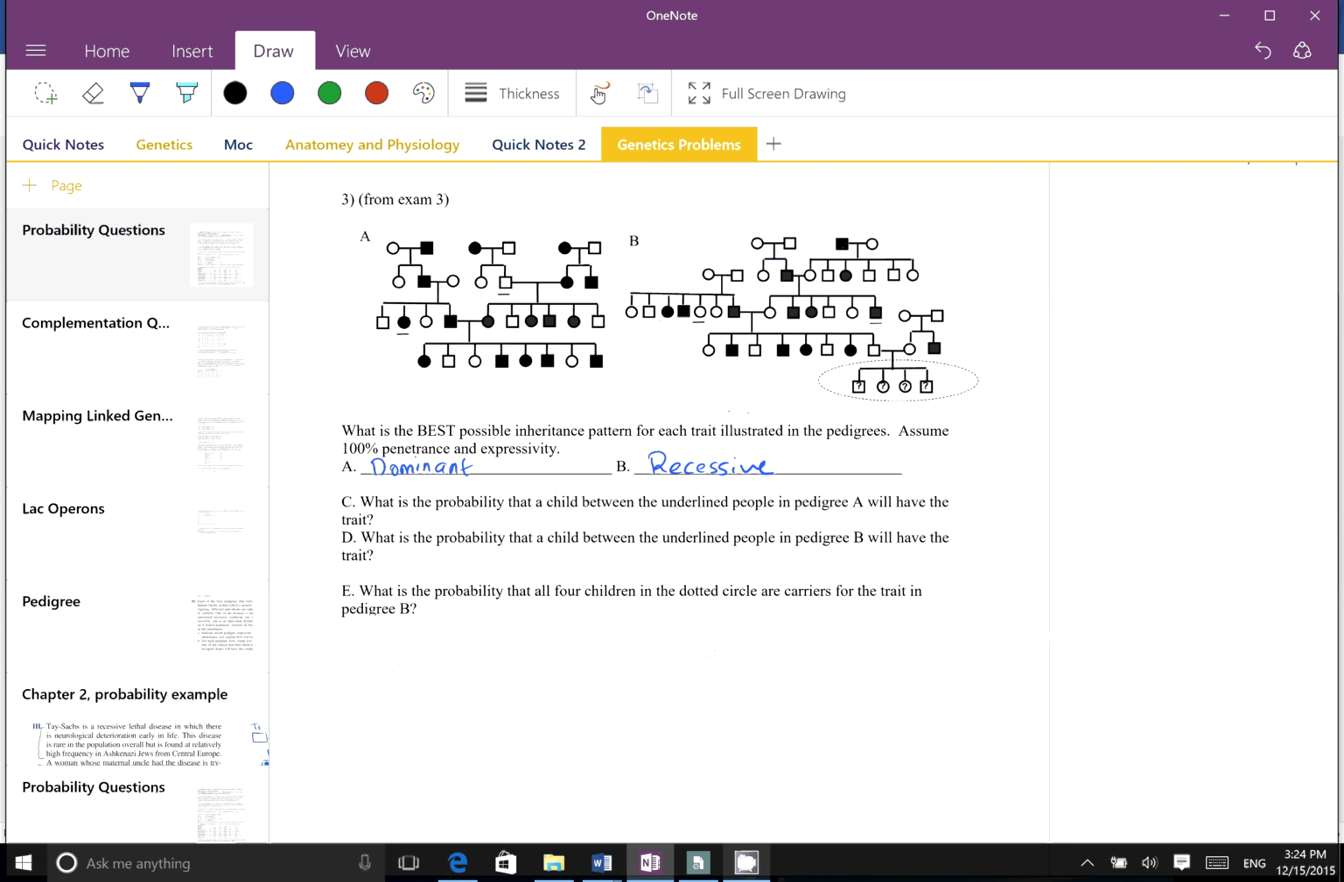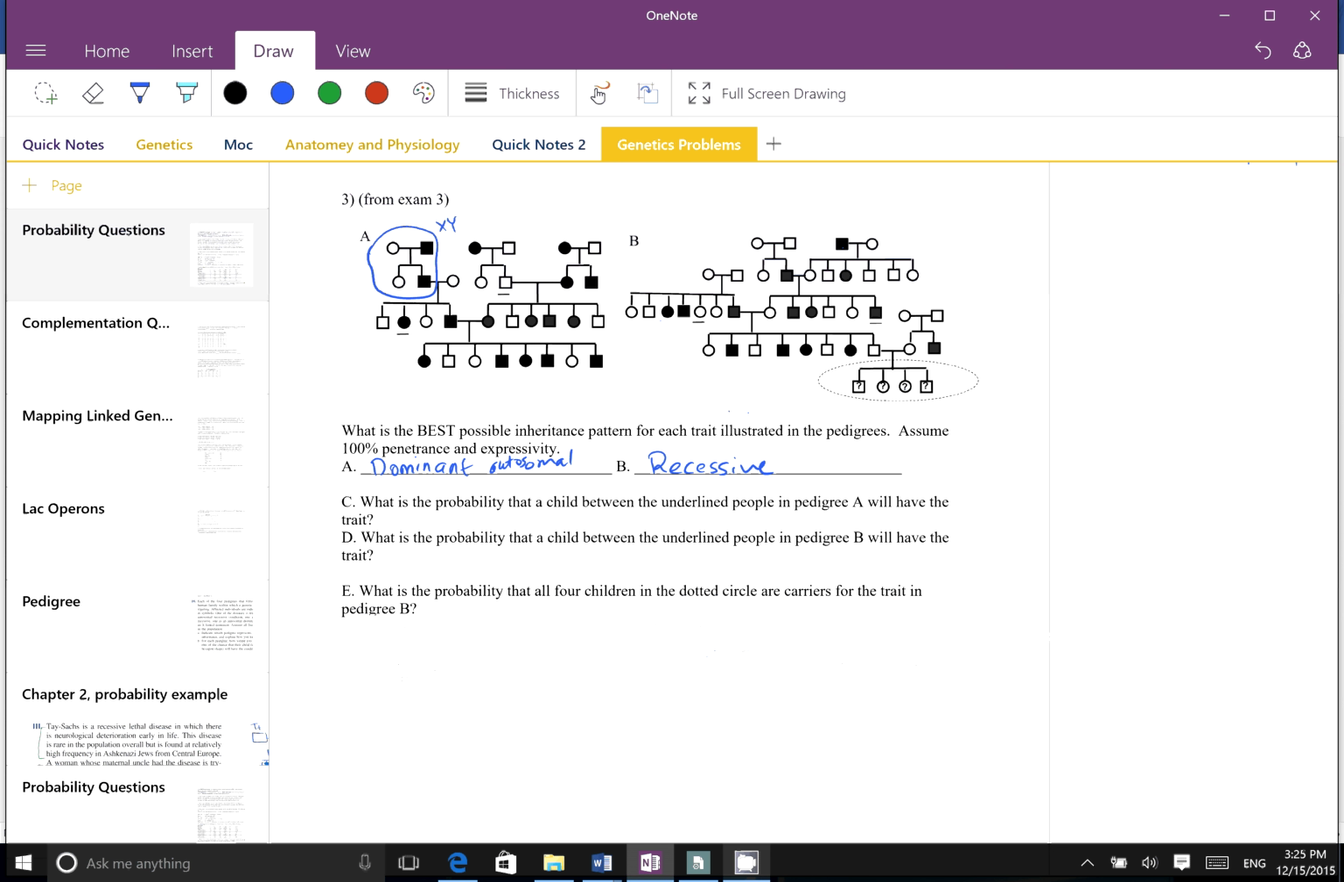Now I want to figure out whether it's autosomal or X-linked. In pedigree A here, now that I know it's dominant, if it's dominant and X-linked, the father has it, he will only give X to his daughters, right? But in this case we see that the son has it, so that means it's not X-linked, so it's definitely autosomal. Apologize for the way it came out.